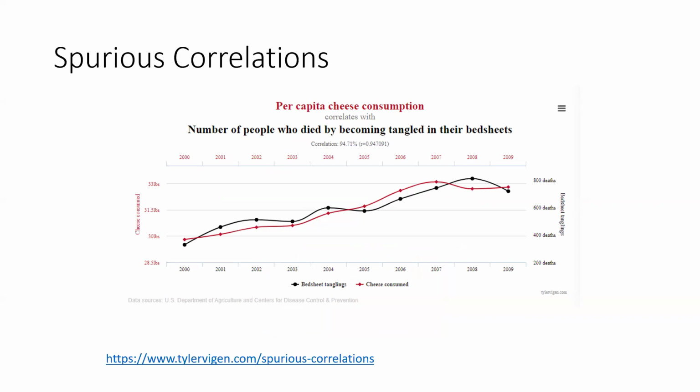In this one, the red line is per capita cheese consumption, how much cheese a country consumes. And the black one is the number of people who die by becoming tangled in their bed sheets. That apparently happens. And you can see there's a strong correlation. The two lines are almost following each other. But does eating more cheese actually cause you to be more likely to be tangled by your bed sheet? Very, very unlikely, right? Just because two things are correlated does not mean they cause one another.